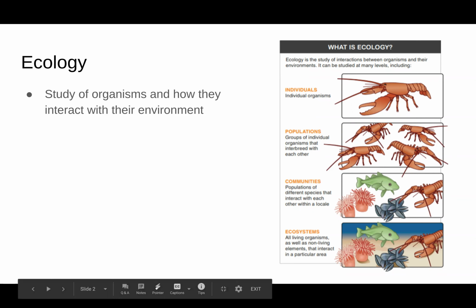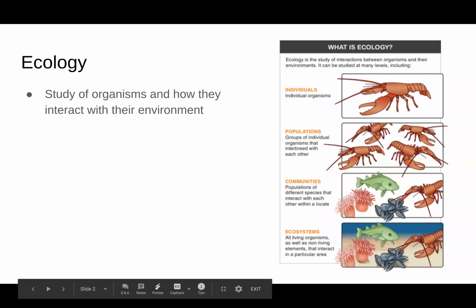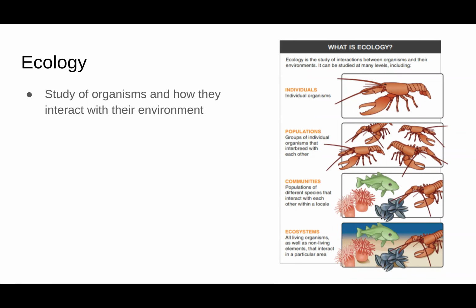And then an ecosystem is simply scaling this up. If we said all of the Massachusetts coastline, that would be an ecosystem. That ecosystem includes communities, populations, and individuals, but it also gets us to think a little bit more about what the environmental conditions are in this area.